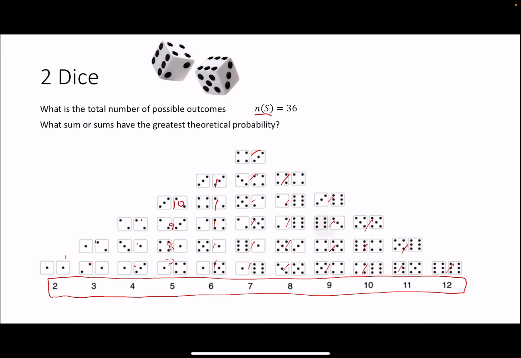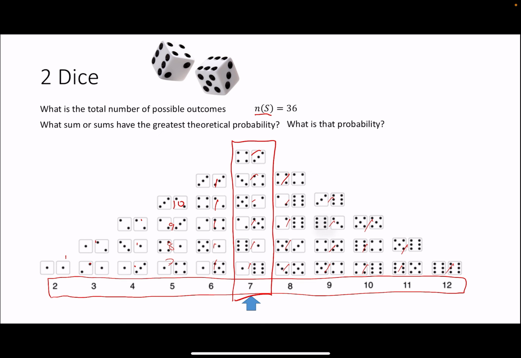What sum or sums have the greatest theoretical probability? Well, 7 has the greatest theoretical probability. So they're not all equal. 7 can occur in the most ways, so it has the greatest theoretical probability.